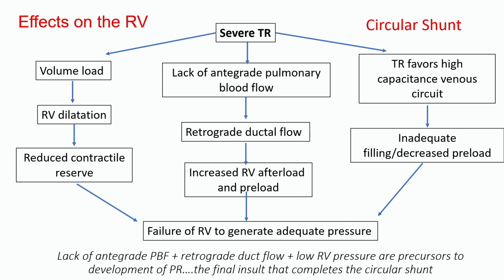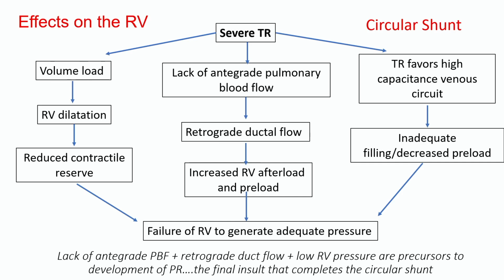So what we most worry about in these babies is what we call a circular shunt. And this is just kind of a very detailed diagram showing really what happens with the circular shunt. We start with the severe tricuspid insufficiency, which is present. That can cause a volume load, first of all, on the right ventricle. The right ventricle dilates and has a reduced contractile reserve, making it unable to generate pressure. So that's kind of one arm of what happens.